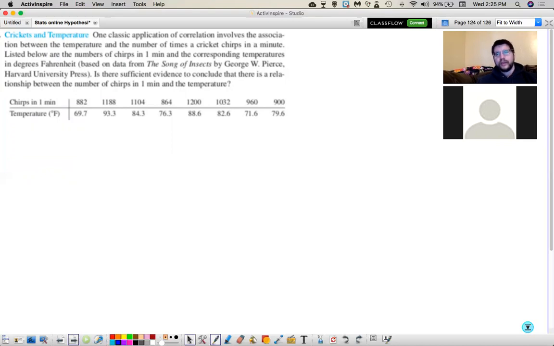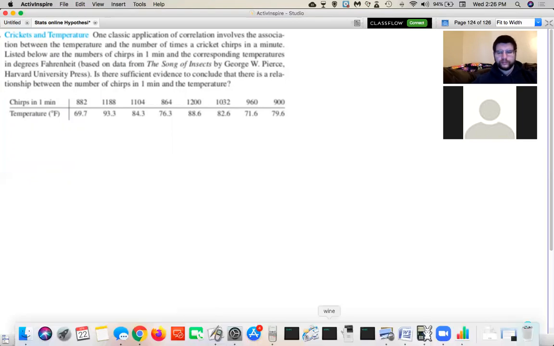So I'll do this one on the TI, just because I did the other one on the Casio. Process is identical for both of these. It just depends on what you're trying to deal with. On the previous one, we had a regression equation. This one, we're just looking at the correlation coefficient, nothing more.